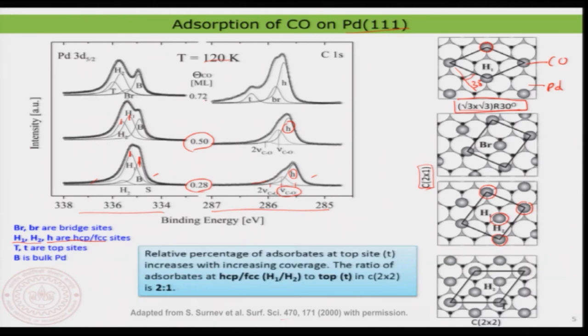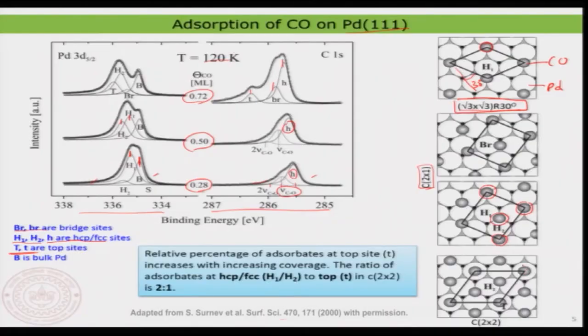Now, when I do something at higher coverage, about 0.72 or so, something very interesting happens: I get many resonances. One named H, another named BR, which indicates a bridge site, and then T indicating a top site. I have just given a guide here, so you can look at that. That means I am now trying to accommodate more and more atoms on the surface, and now I should have a structure with a top site occupation and also HCP or FCC site occupation.